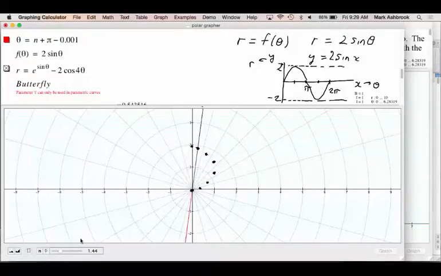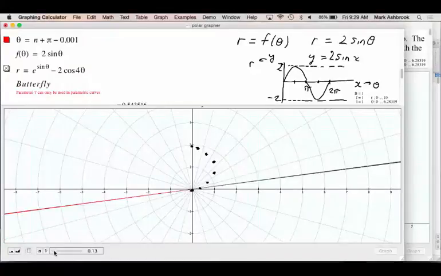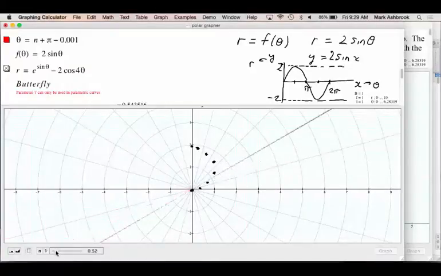So watch it again. As theta increases, every time theta increases, we get a point further away from the pole, further away out on that terminal ray. So do you see that is somewhat accurate for r increasing from 0 to 2 as theta increases from 0 to pi over 2? You see that? So every time theta increases, we're a little bit further out.